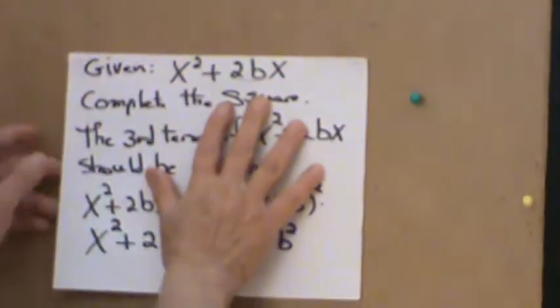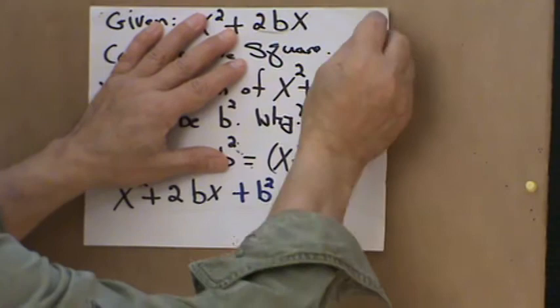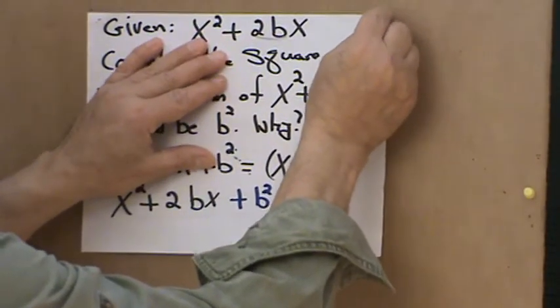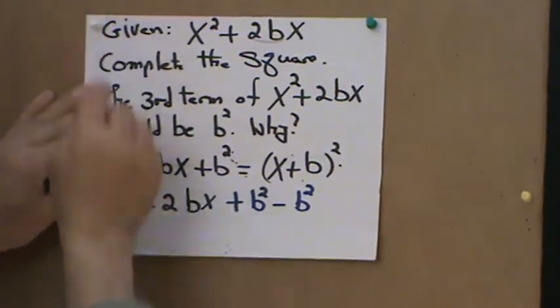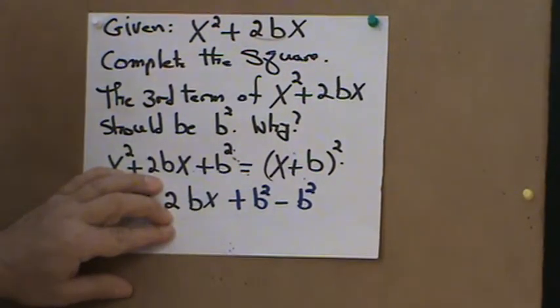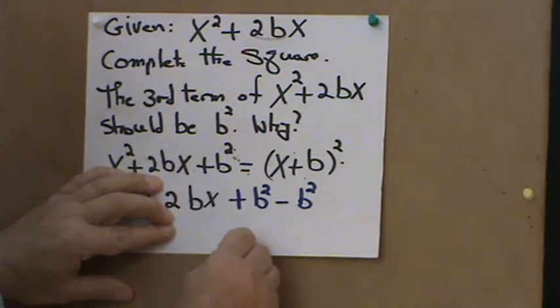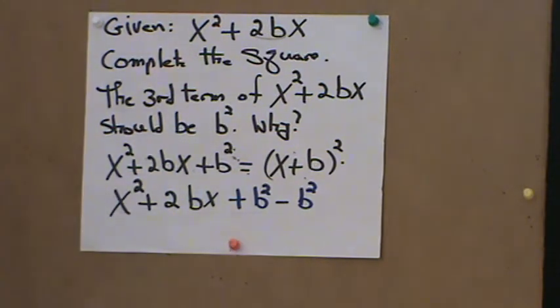Okay, now let's go to the algebra part of it. Now the visual aid of the geometry is out. Now we're going to use the algebra. Now suppose that we are given x squared plus 2bx, and we are asked to complete the square. So we know from the previous example, the geometry that we used, we know how to do that one.